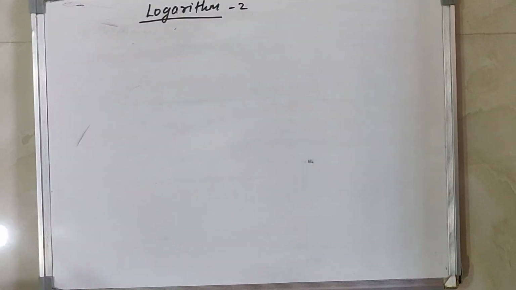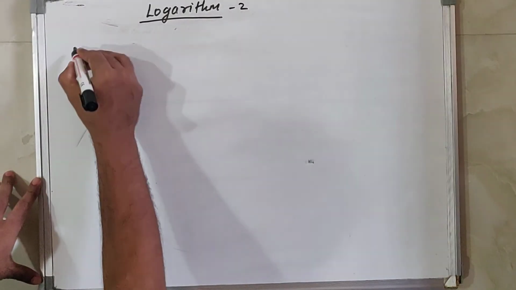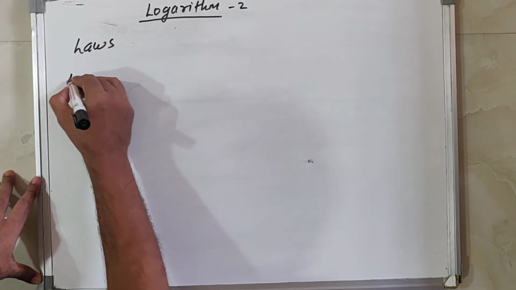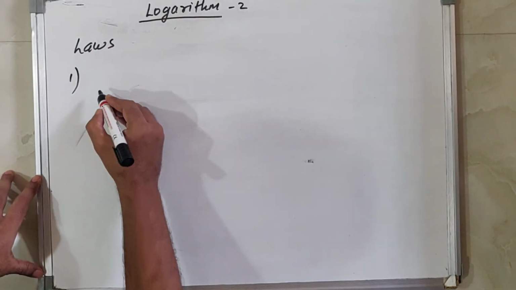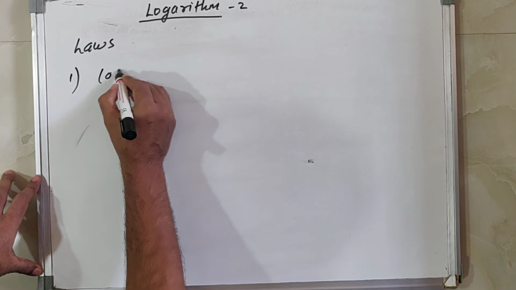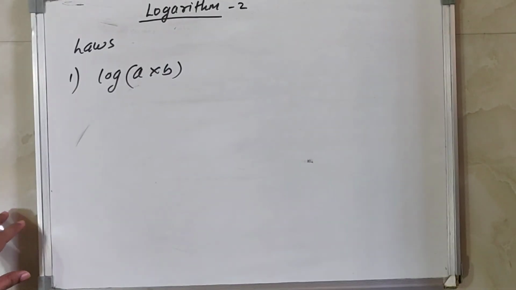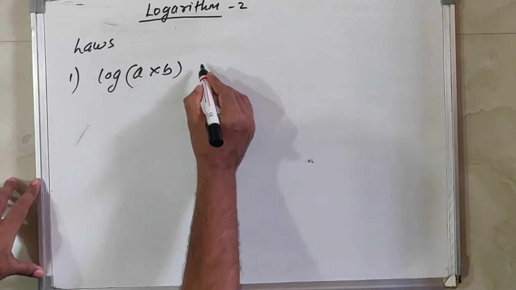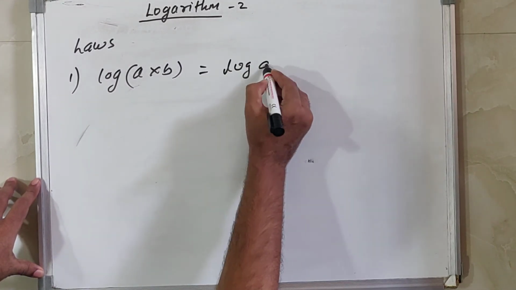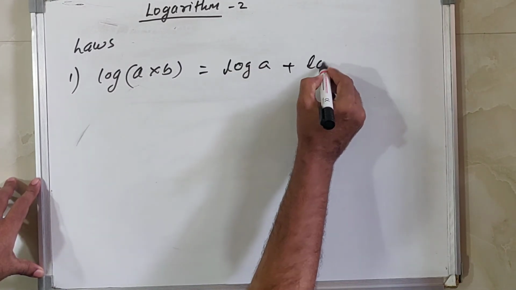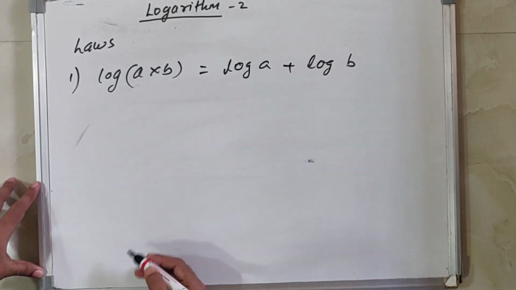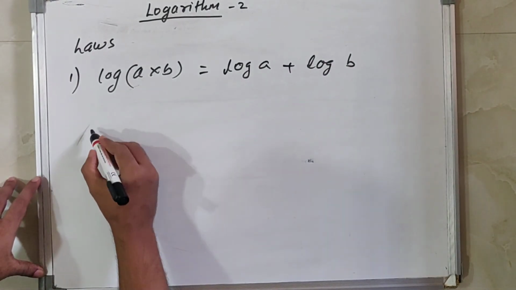Knowing these basics, let's understand the laws of logarithms. The first law is called the product law. Suppose log a into b is given. I am deliberately not writing the base. This will be equal to log a plus log b. So the product becomes a sum.